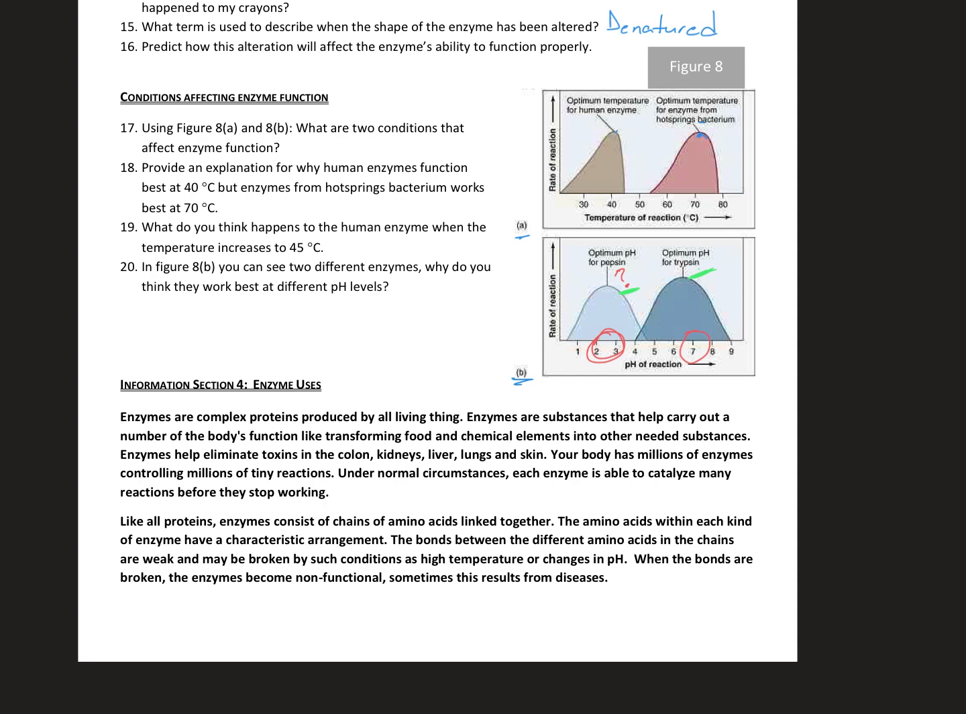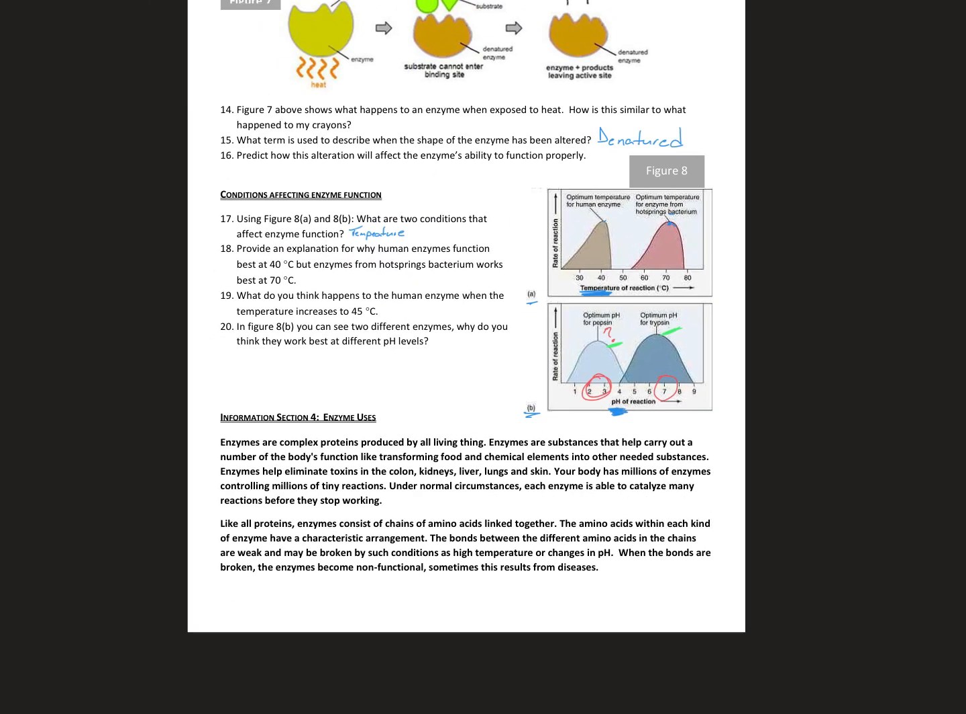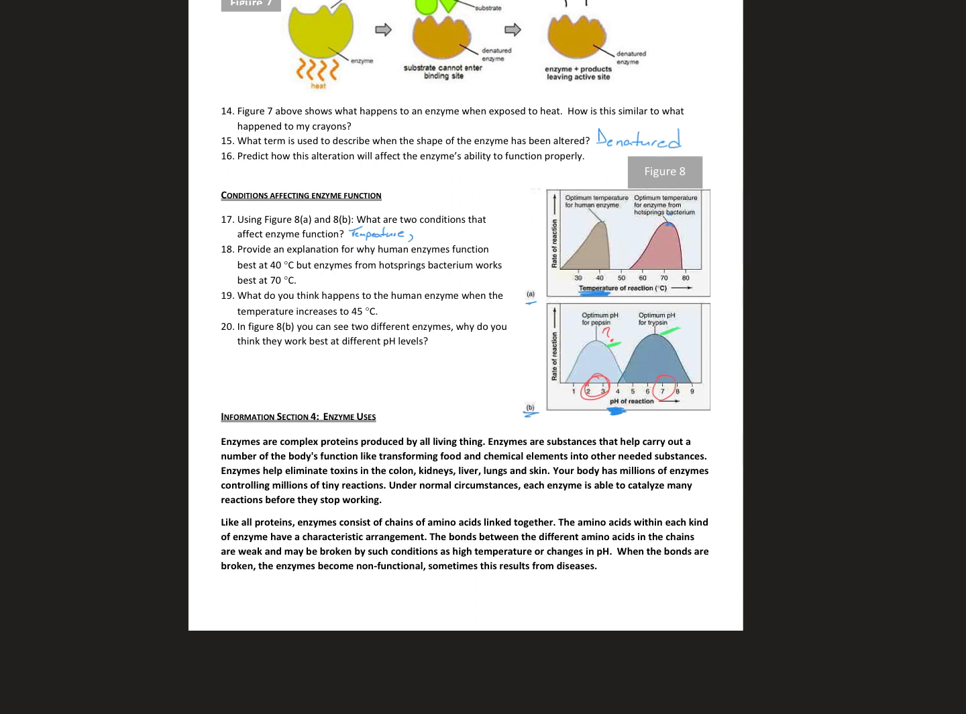All right, what are the 2 conditions that affect enzymes that we see here? I hope you know it's temperature. The temperature is affecting the enzyme's rate of reaction, and the pH is affecting the rate of reaction. What does that have to do with enzymes? Rate of reaction is how we measure an enzyme, because what's an enzyme doing? Making the reaction go faster. So temperature and then pH.